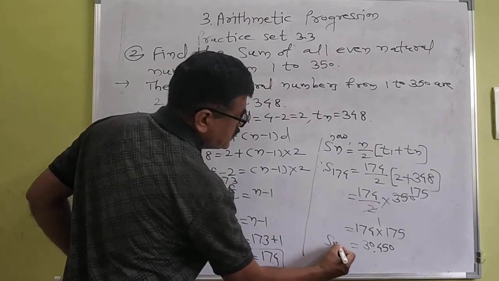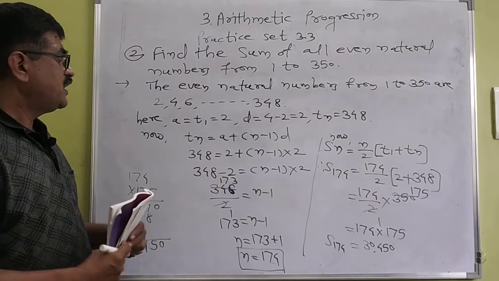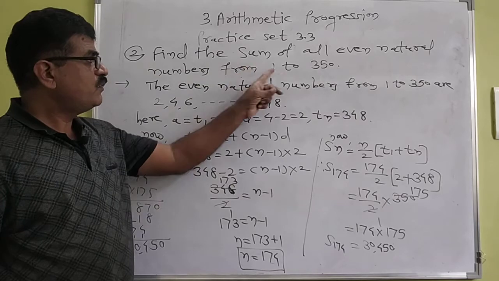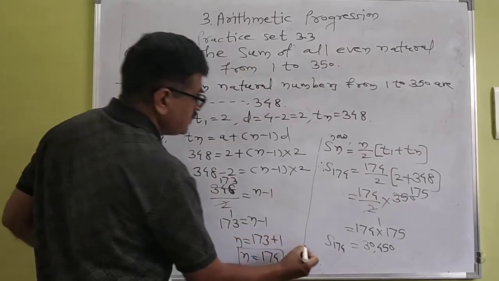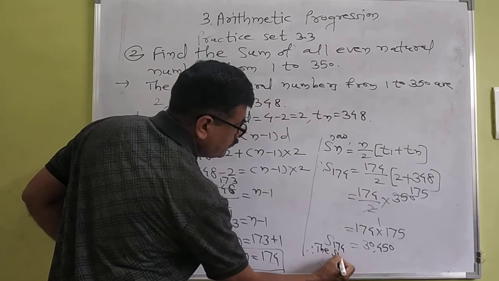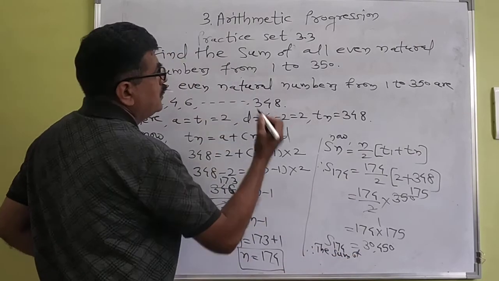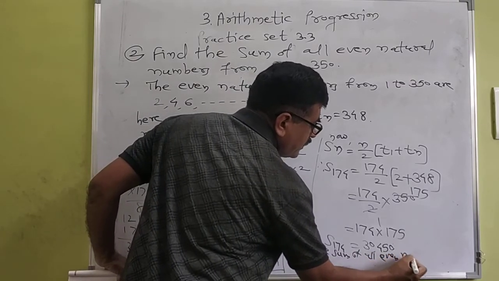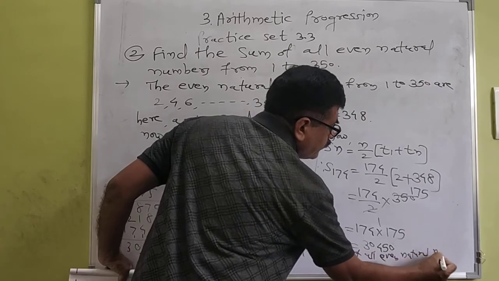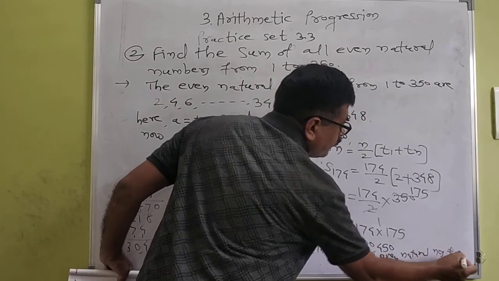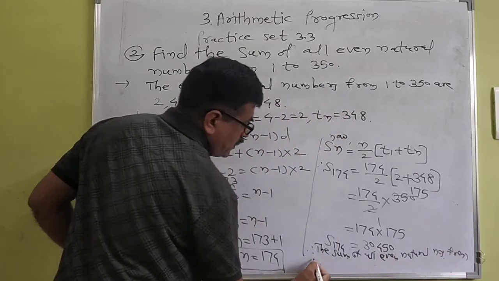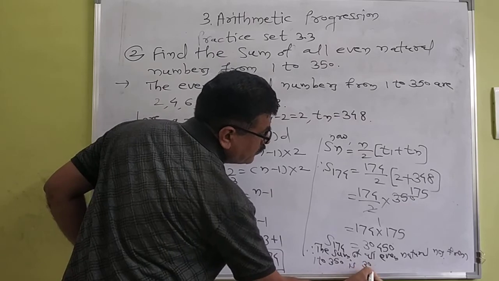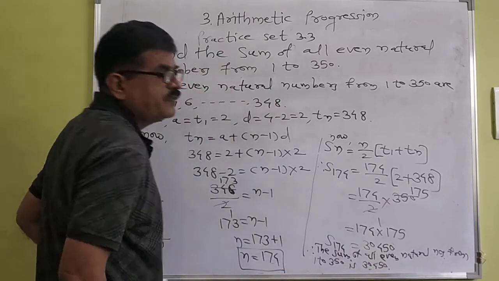Therefore we have to write the answer. Find the sum of all even natural numbers from 1 to 350. Therefore, the sum of all even natural numbers from 1 to 350 is 30,450. This is the answer.